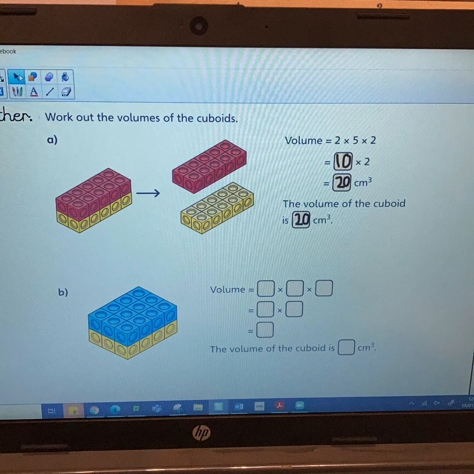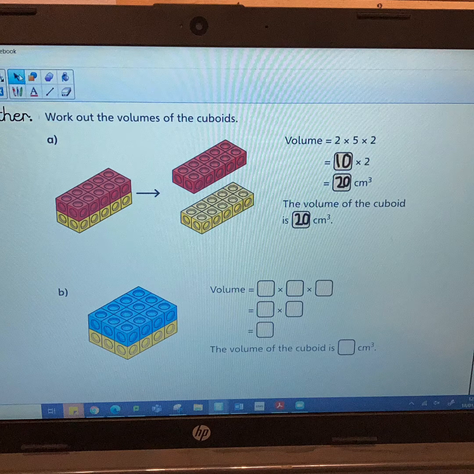Right, for A then, you can see that that bottom layer, the yellow layer, is made up of how many cubes? 10. And that's because you've done 2 times 5, 2 lots of 5, or 5 lots of 2. Okay, the width is 2, the length is 5, so one layer is 10 cubes. But then you've also got another layer of 10 cubes. So we can do 10 times 2, which is 20. 20 cubes, which is the same as saying 20 centimetres cubed, because each part of the cube is 1 centimetre. So each cube is 1 centimetre cubed, and there's 20, so it's 20 centimetres cubed.